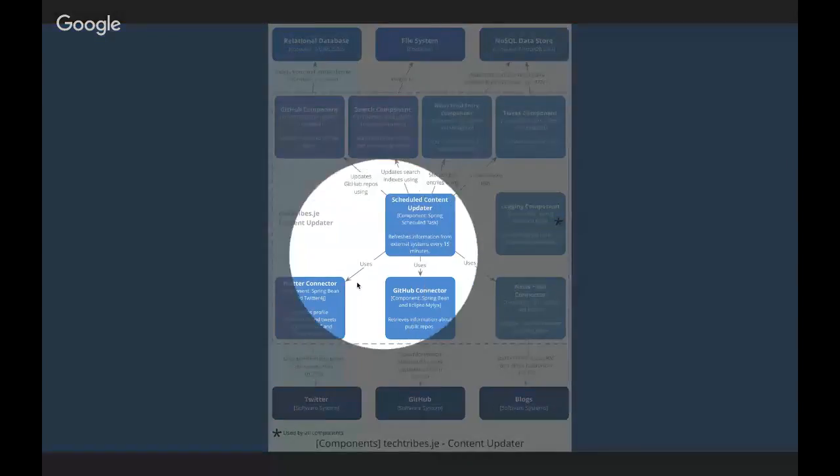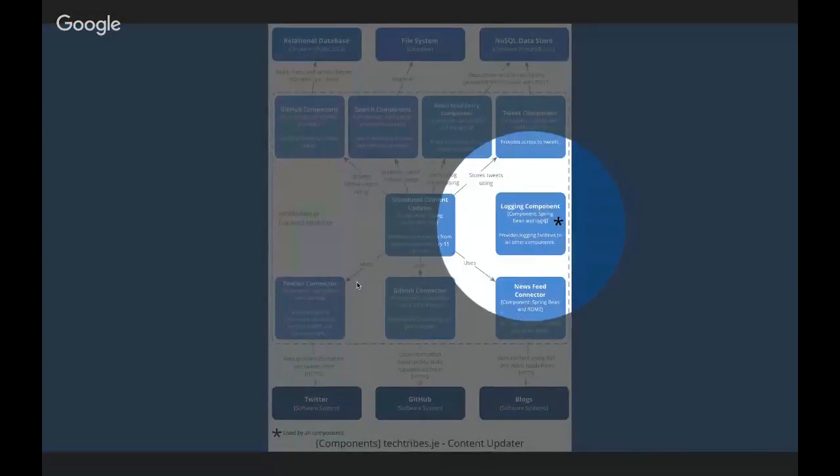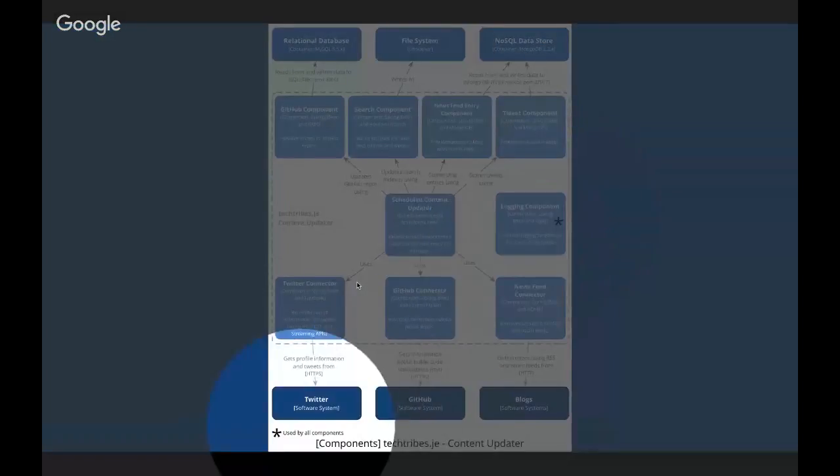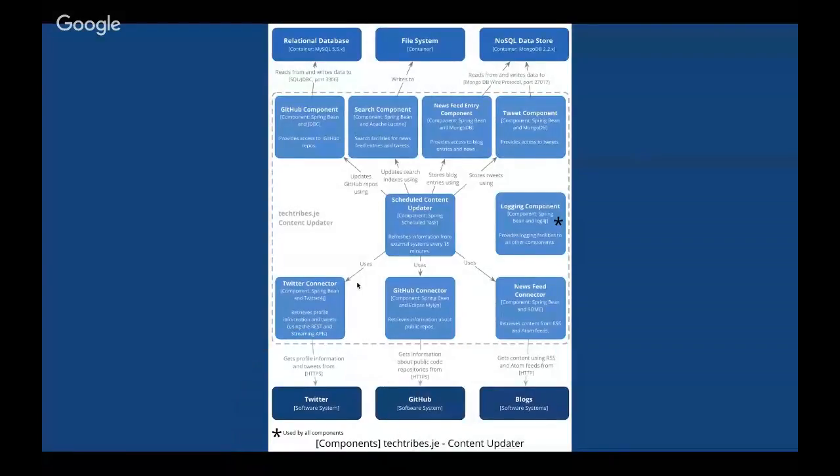I'll talk about notation in a second, but you'll see there's this logging component lurking over here. And this is really just a Spring Bean and a wrapper around log4j in this case. This logging component is actually used by everything. But what I didn't want to do is draw lines from everything to it, because then you get a very cluttered diagram very quickly. So I added, in this case, a black asterisk, the star there. What does that mean? It's used by all components. So again, you have some flexibility around how you want to describe architecture and the notation you use to do that.